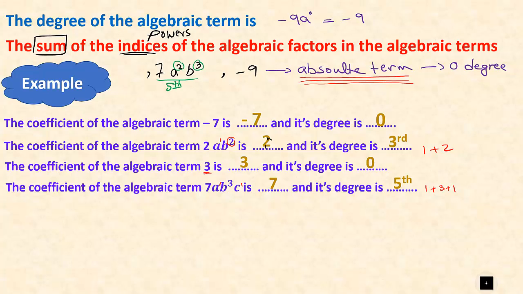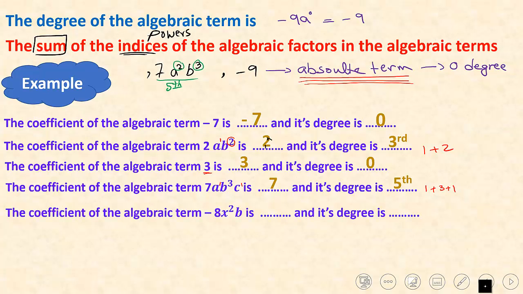Let's go and have another example. The coefficient of the algebraic term negative 8x squared b is, again, the coefficient of any algebraic term is the numerical factor, and the numerical factor here is negative 8. What about the degree? I determine the degree according to the sum of powers of the algebraic factors. x is one algebraic factor and b is another algebraic factor. So x here is to the power of 2 and b is to the power of 1. So the degree is 2 plus 1, it's of the 3rd degree.